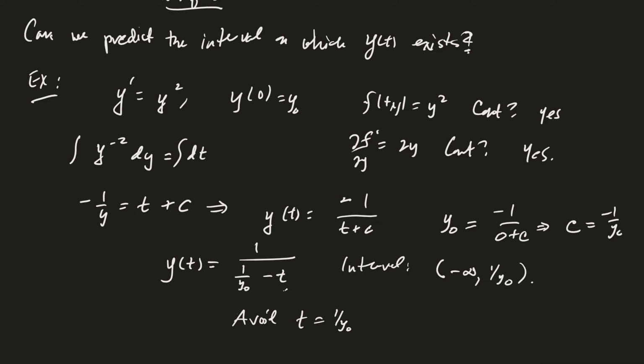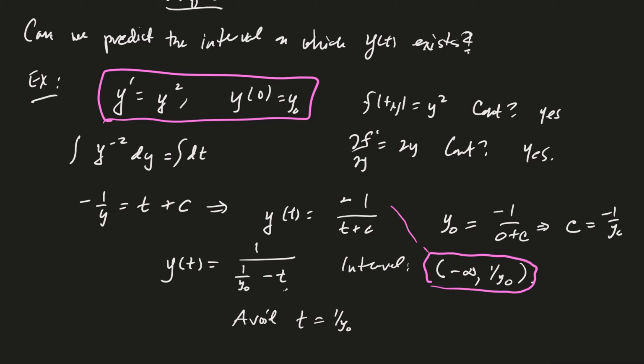Now the question is, let's go back to this original equation up here. Was there anything here that would have informed us that the interval would be this? Could I have predicted this from the start? No, I wouldn't. This is not predictable.